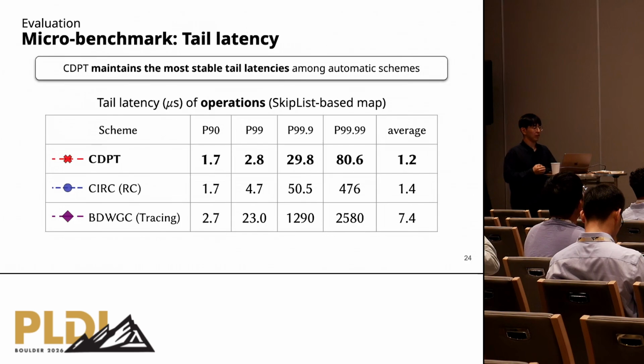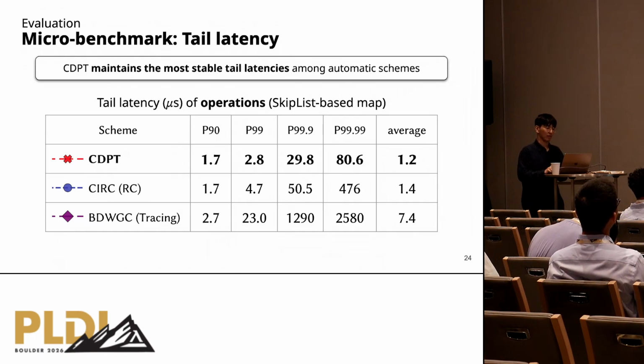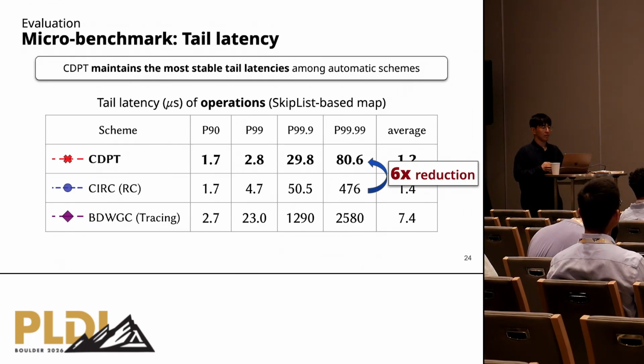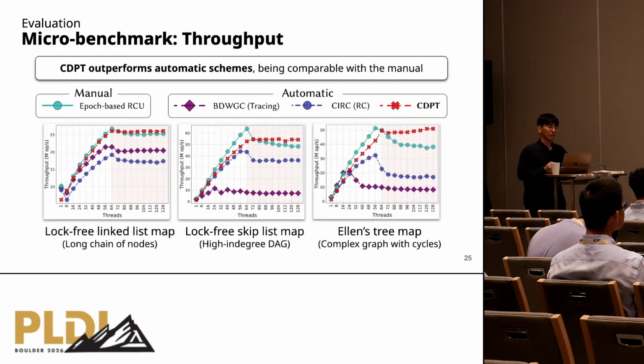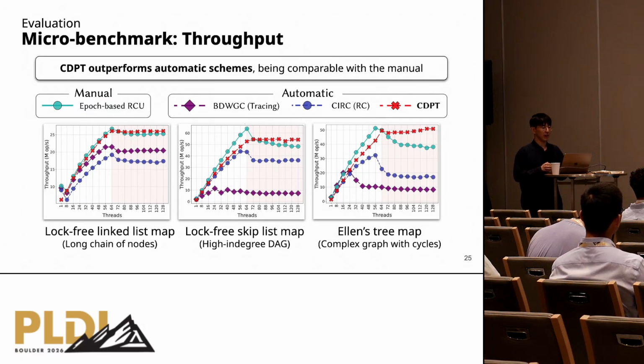Our most striking result is tail latency. Among the automatic schemes, CDPT keeps the tail latency by far the most stable. At the far tail, the P99.99, CDPT cuts latency about 6 times compared to reference counting, and about 32 times compared with conservative tracing. Throughput tells the same story. CDPT in red outperforms both automatic schemes in purple and blue, and stays comparable with handwritten reclamation, all while remaining fully automatic.